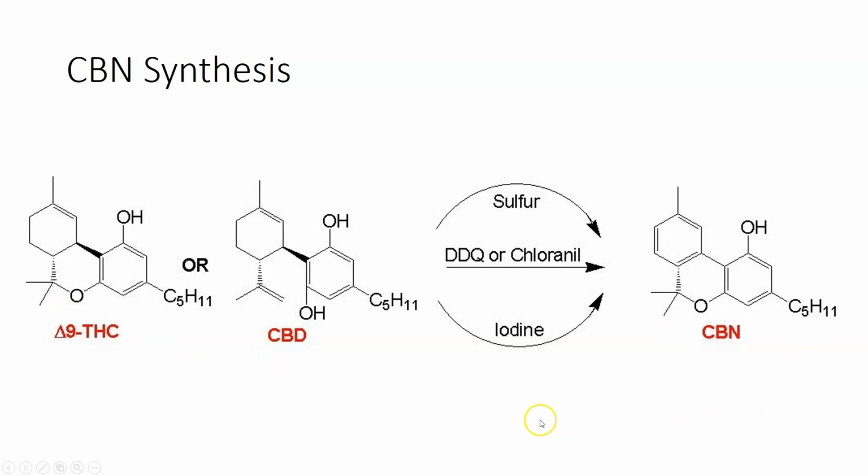And the reason why I wanted to bring this up is because I am going to talk about this term called oxidation. So here you have that cyclic alkene in THC and CBD, and when you do this reaction, you're actually making an aromatic ring, which means you're taking hydrogens away. And taking hydrogens away in organic synthesis means an oxidation, whereas the reverse is true as well. When you add hydrogens, that would be a reduction.